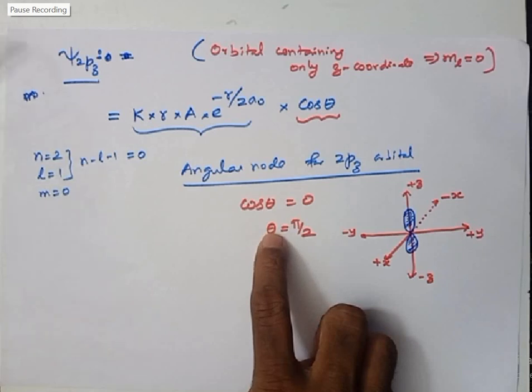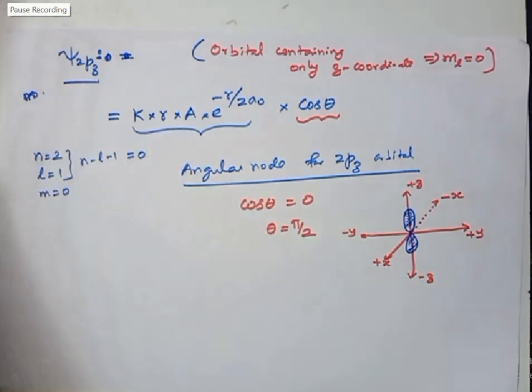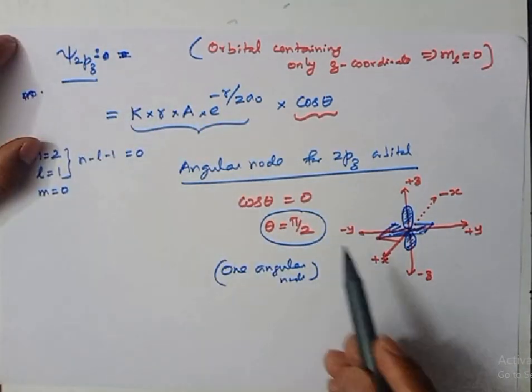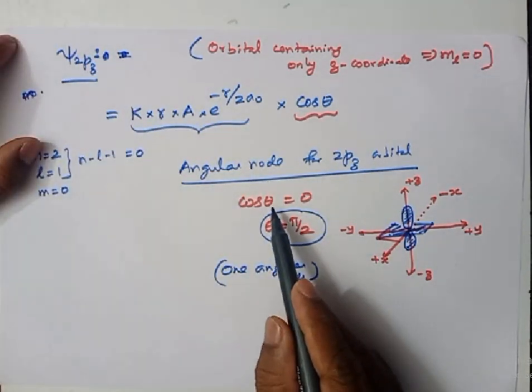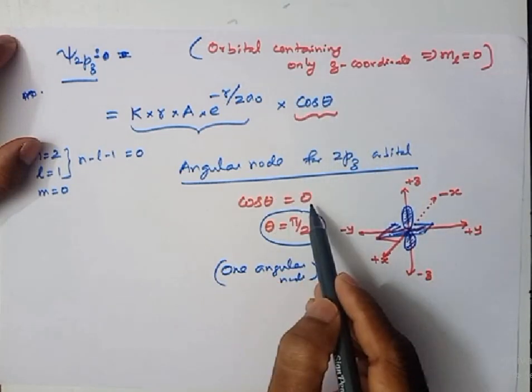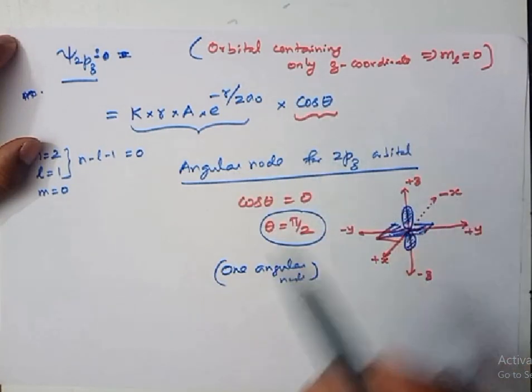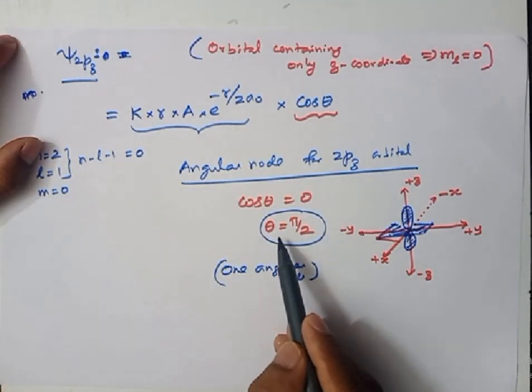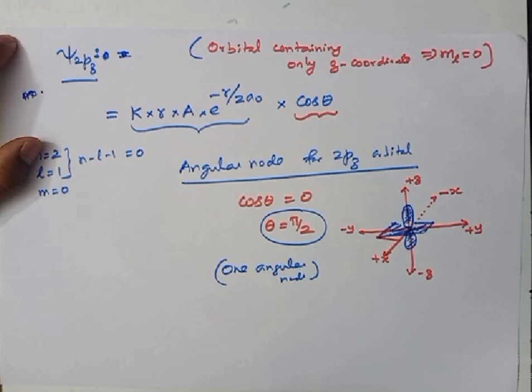What is the meaning for theta angle? I will teach you in a clear manner. See, if I make this angular part as 0, you will get angular node. Cos theta is 0. Listen, at theta equal to pi by 2, cos theta becomes 0.